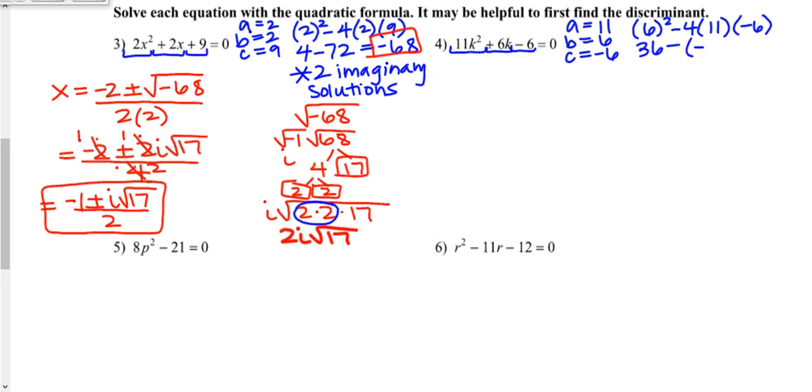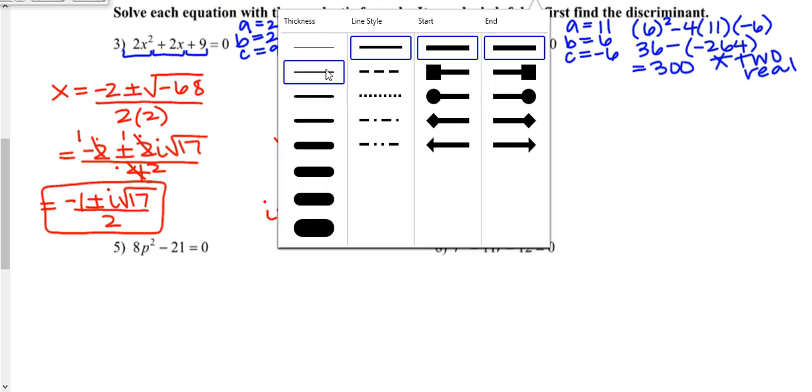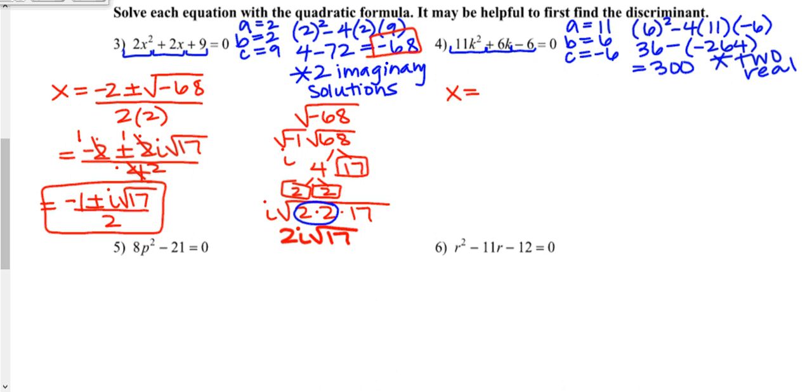So I'm subtracting a negative 264, which means essentially I am adding 264. And when I add those two together, I get 300. So a positive answer, which means I should have 2 real solutions. All right, let's do the quadratic formula now. X equals negative b, so negative 6, plus or minus the square root of 300, all over 2 times a, and 2 times 11 gives me 22.